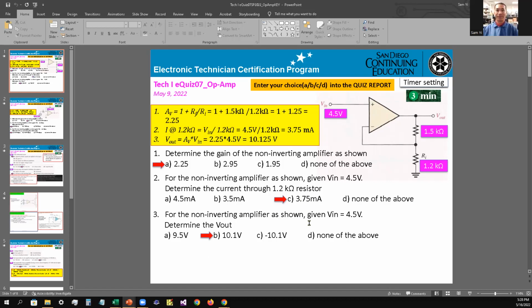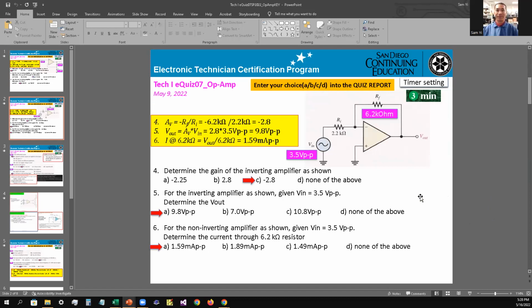Number 3, for the non-inverting amplifier as shown, given Vin equals 4.5 volts, determine the Vout. Since we know the gain is 2.25, we take the gain multiplied by the Vin, 4.5 volts, and that should yield about 10.125 volts. So the answer is B for number 3. Any question on number 1, 2, or 3? Okay, everybody's good. Next.